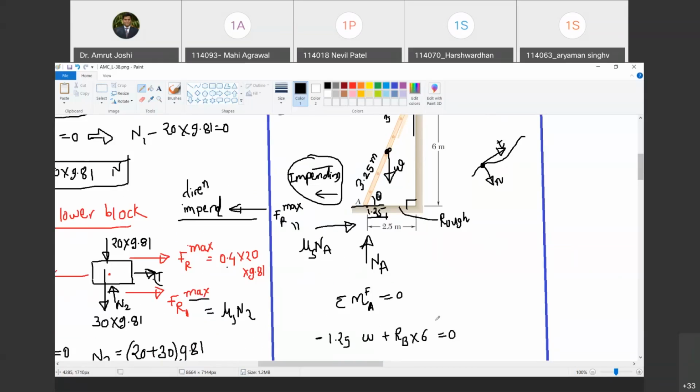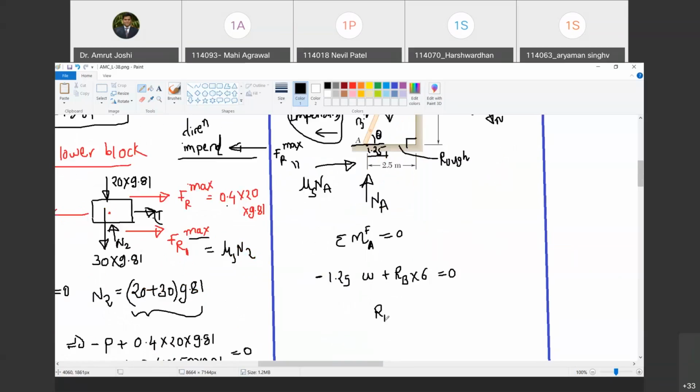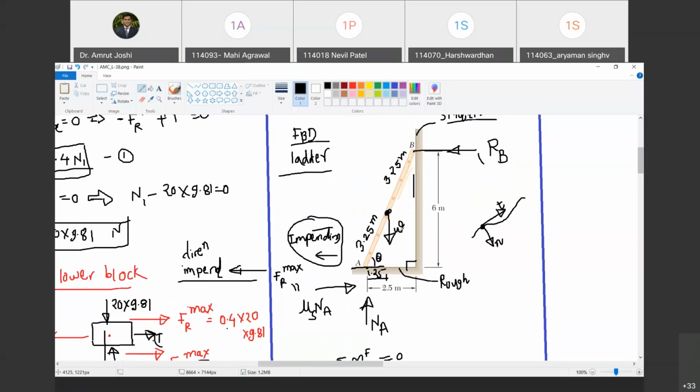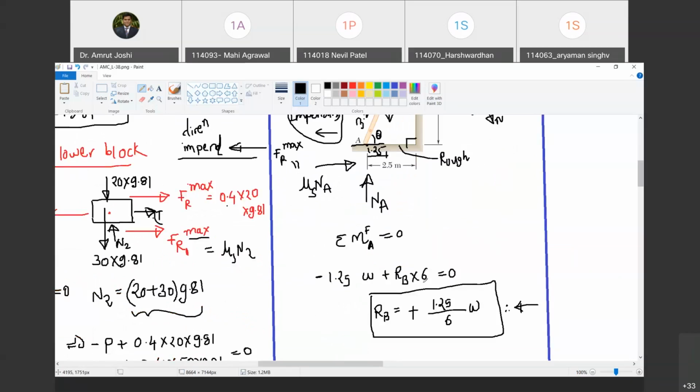So this turns out to be 0. Therefore RB must be equal to, tell me how much? 1.25 by 6 into W. Happy? Yes, sir. And it has turned out to be positive. Therefore, the originally assumed sense of RB is correct. Happy? Yes, sir. This still doesn't answer the question that we have asked.